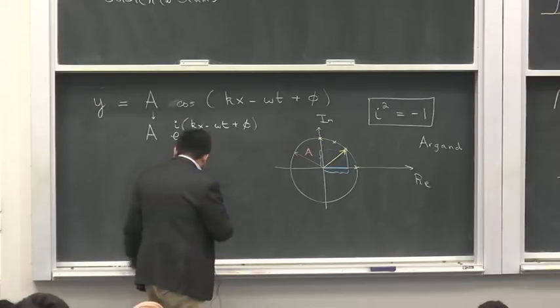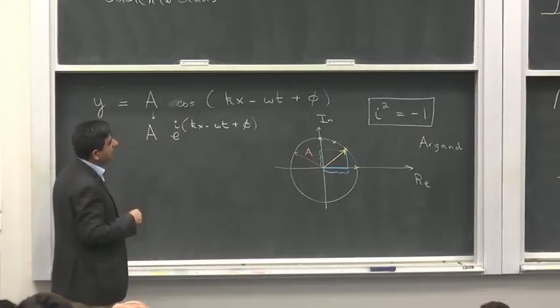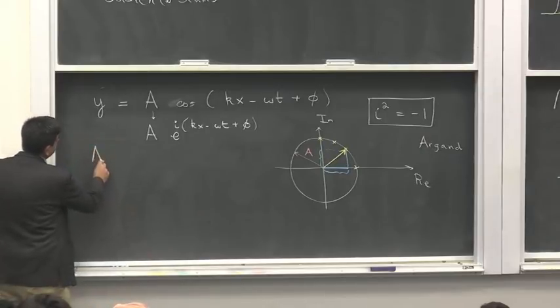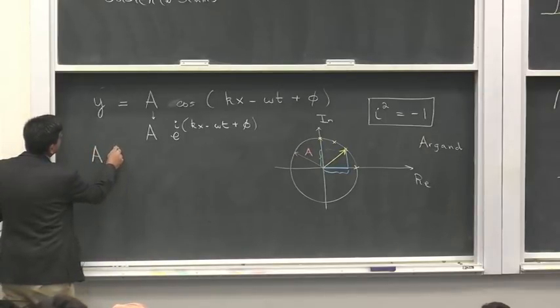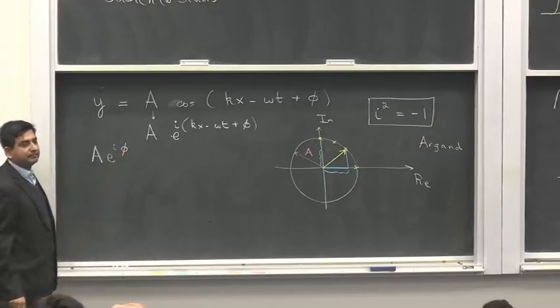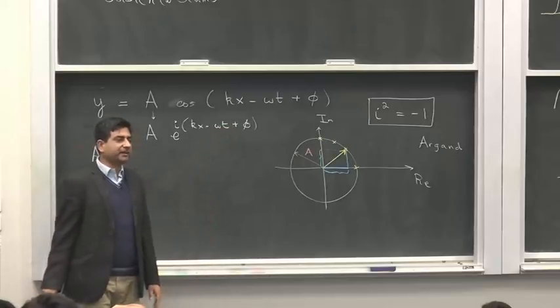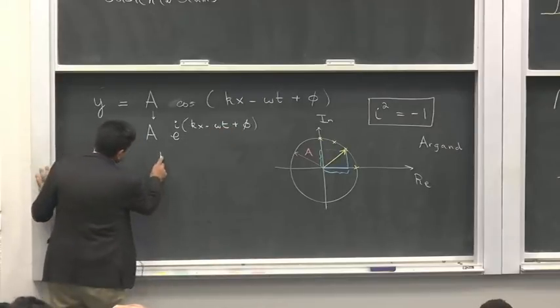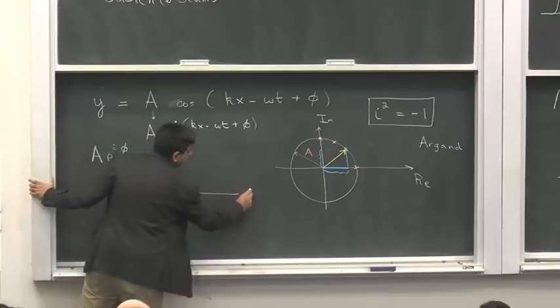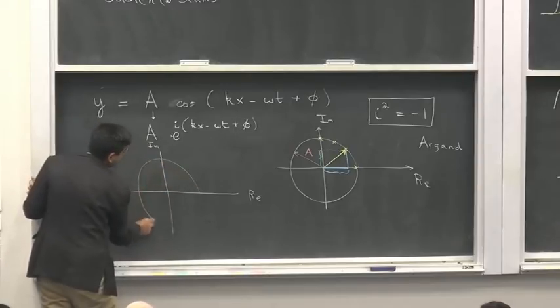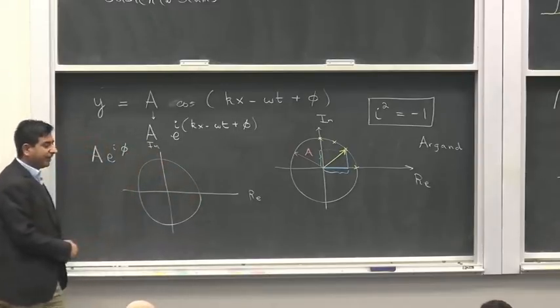Alright, now let me take a simple example. Let me take the number A e^(iφ). Forget about the kx and the omega t for the time being. The Argand diagram, a real axis and an imaginary axis. A circle of radius A.